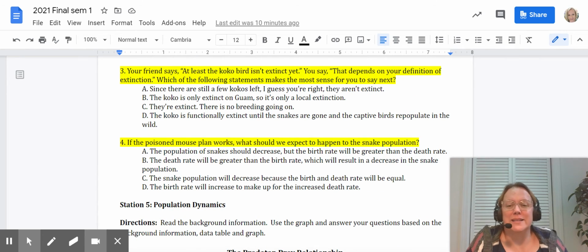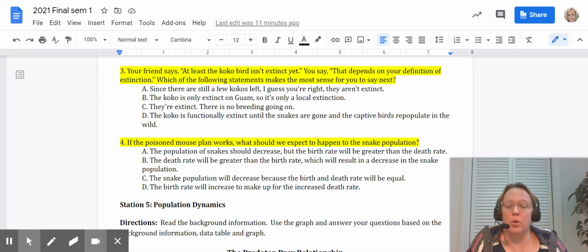Number 3. Your friend says, at least the cocoa bird isn't extinct yet. You say, that depends on your definition of extinction. Which of the following statements makes the most sense for you to say next? A. Since there are still a few cocos left, I guess you're right, they aren't extinct. B. The cocoa is only extinct on Guam, so it's only a local extinction. C. They're extinct. There is no breeding going on. D. The cocoa is functionally extinct until the snakes are gone and the captive birds repopulate in the wild.